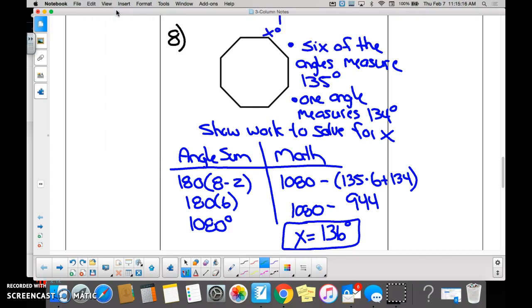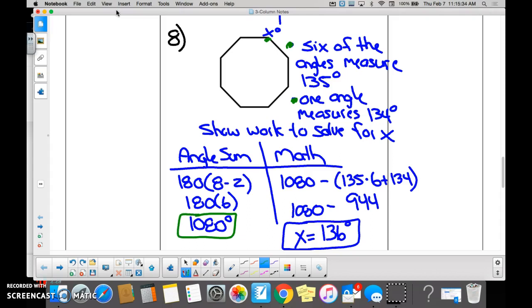Okay, you needed to solve for x, right? Yes. I told you that 6 of the angles were 135 and 1 of the angles was 134. Is that a regular polygon, by the way? No. No, because we have different angle measurements, right? Yes.